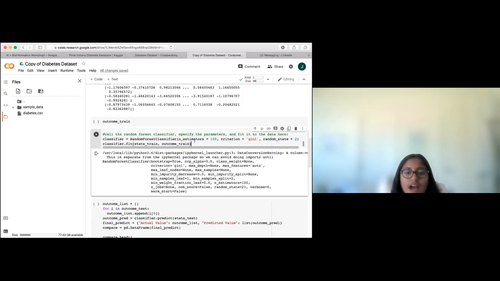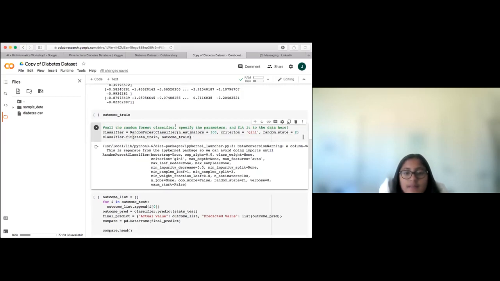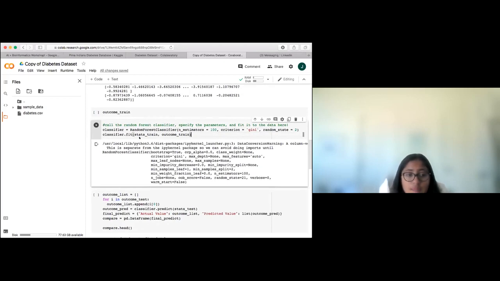And then over here, I fit it. And basically this means my model has been trained on my data. Does anyone have any questions about this?